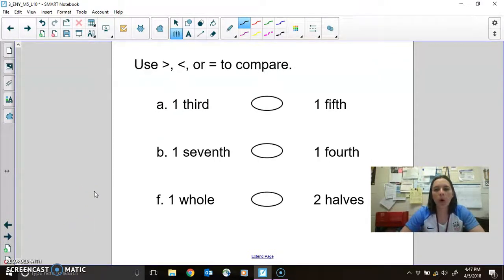On number 4, you only need to do A, B, and F. I have A, B, and F up on the screen now. Those are the only ones you need to do. I want to point out, we should know what these symbols mean. If it's open first, remember that symbol right here? This one right here means greater than.